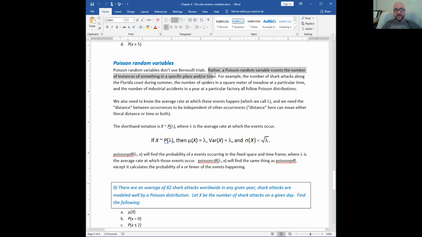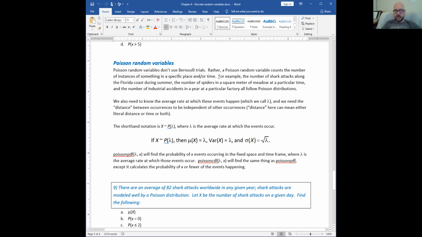Poisson random variables count the number of instances of something in a specific place and or time. And you figure out if something follows a Poisson distribution essentially empirically by experimentation, or by its relationship with exponential random variables, which again we'll talk about later. But in general, if I give you a question on a test about a Poisson random variable, I will say the following thing follows a Poisson distribution, right? You're not going to have to guess. I'll just straight out say it, or else we're using something else.